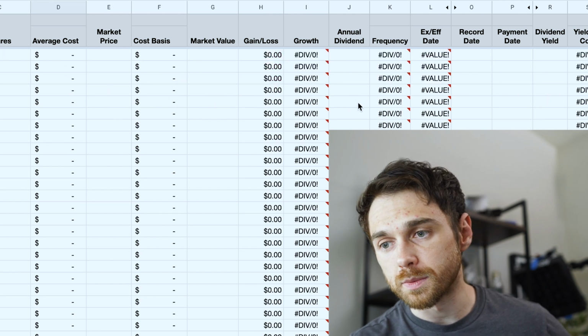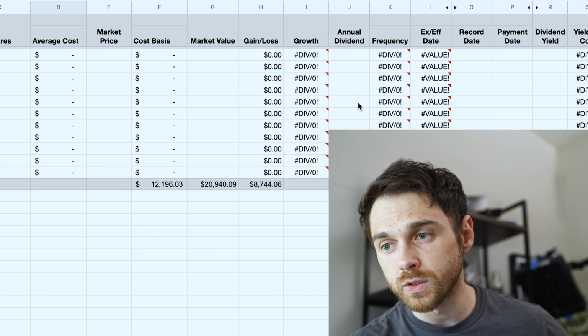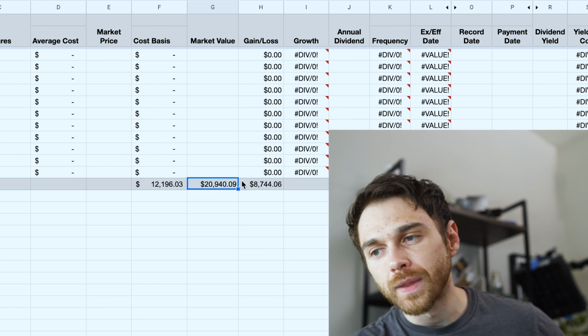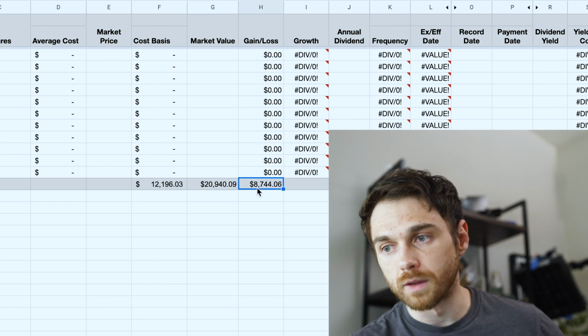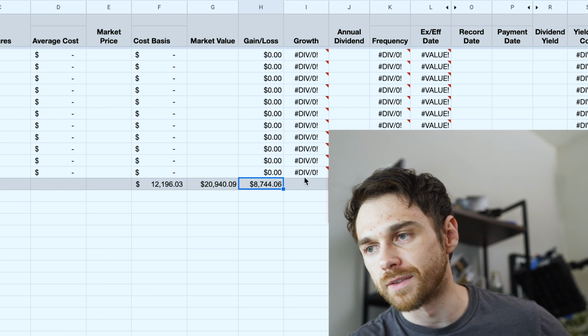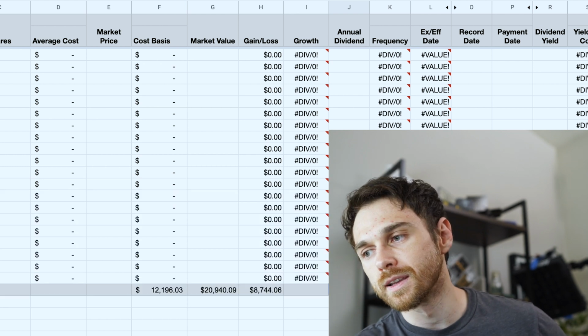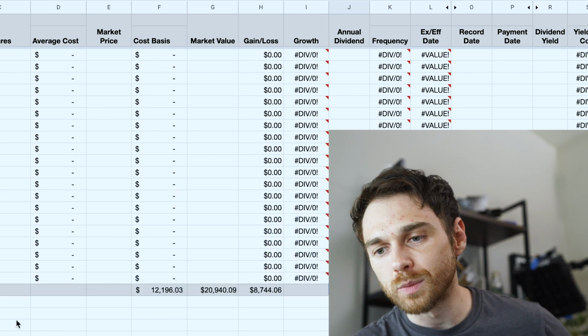So if we scroll to the bottom, I'll show you guys that this all totals out, and you can see my cost basis, my market value, how much I've gained or I've lost. Cool, I've gained 8,000 based on the few shares that I've entered. It'll actually show me my annual dividend as well, and that's across all these companies. So super, super neat process.